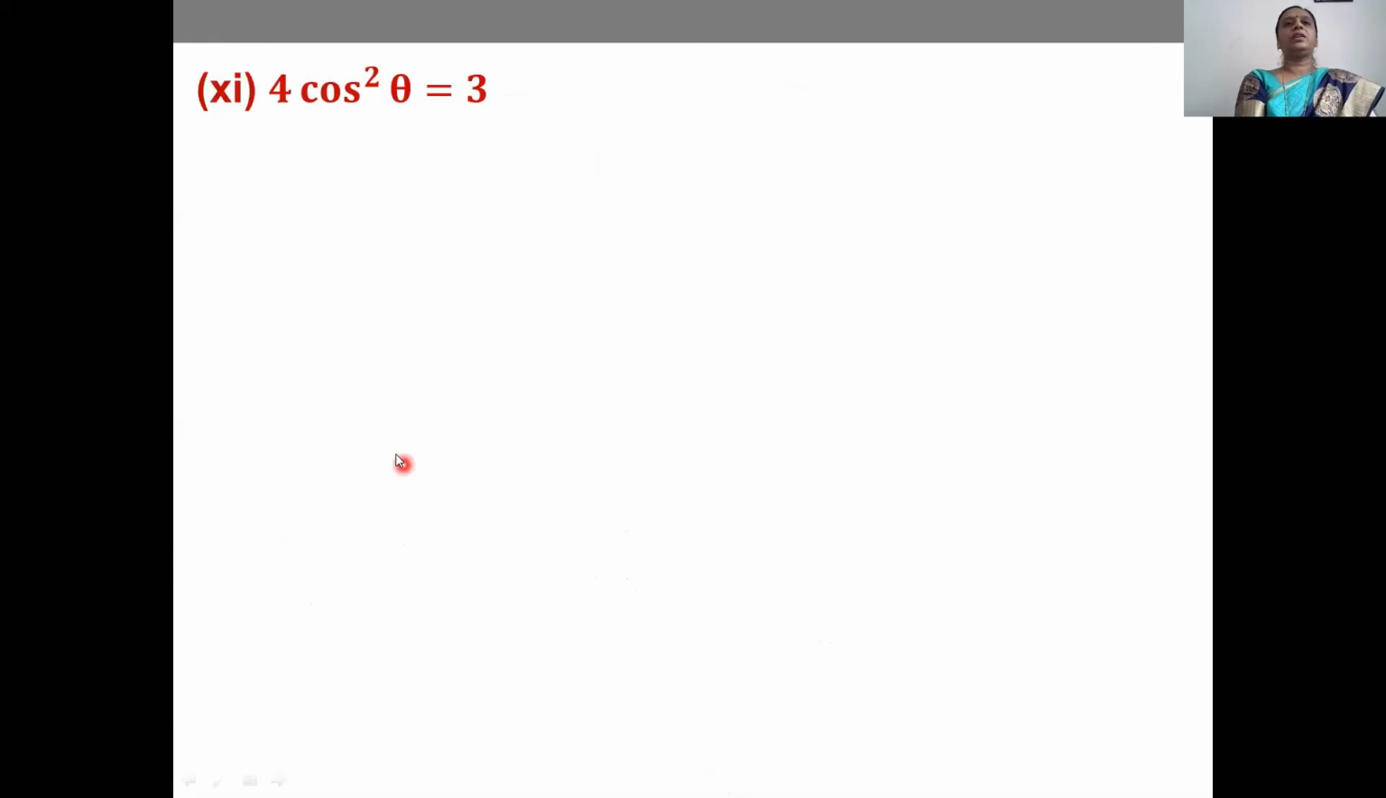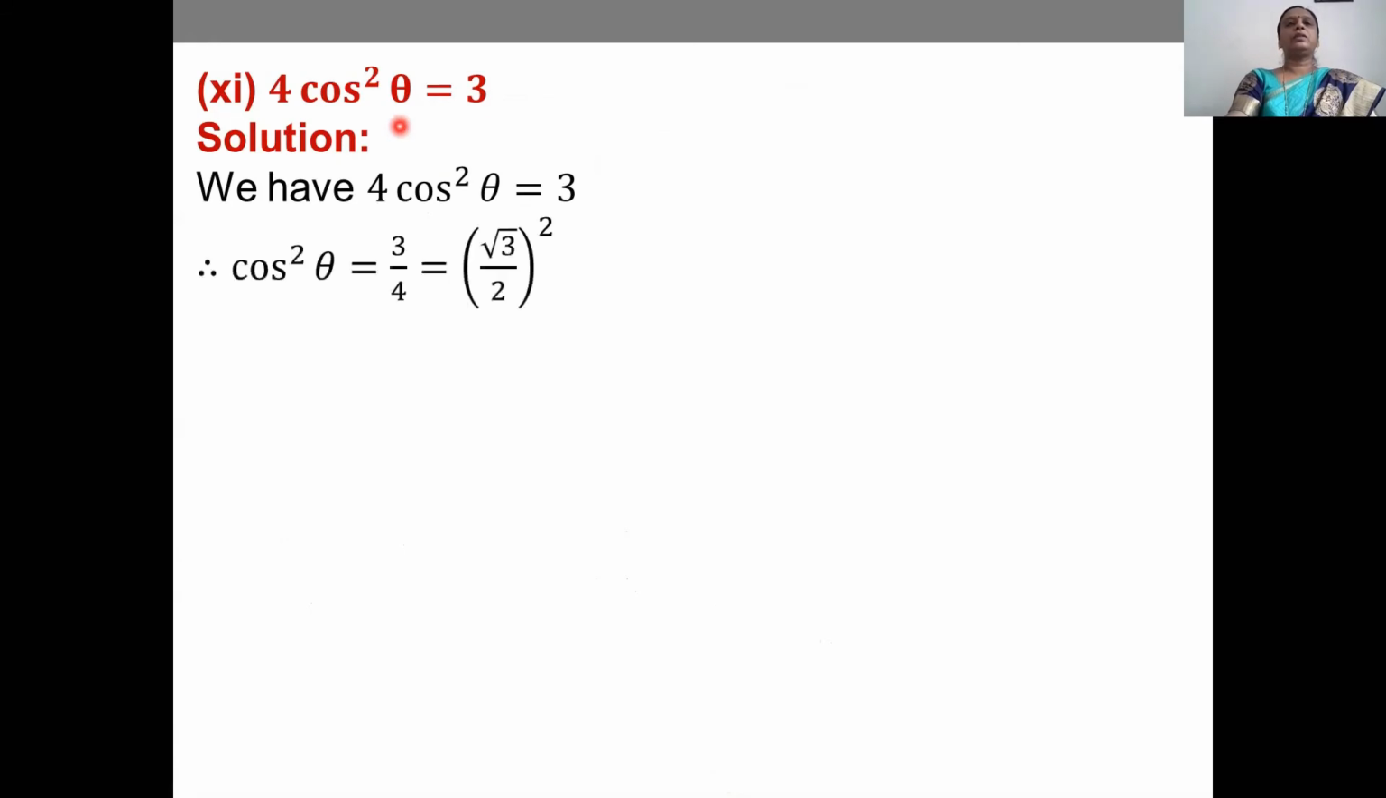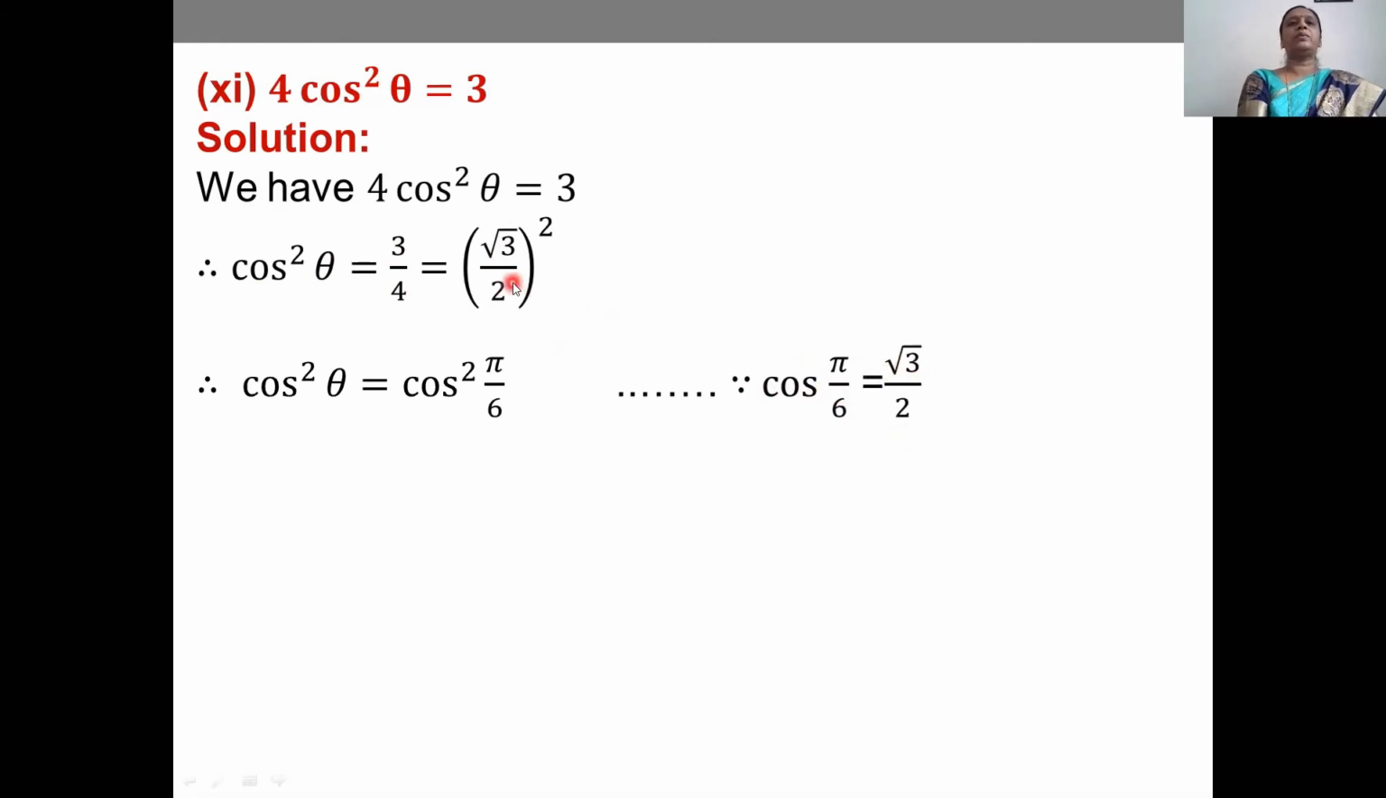4 cos square theta is equal to 3. In the solution, you write down we have 4 cos square theta is equal to 3. After simplification, this is cos square theta is equal to 3 by 4. And this 3 by 4 can be written as (root 3 by 2) square. We know that cos pi by 6 is root 3 by 2. Therefore, in this equation, keep the value of root 3 by 2 as cos pi by 6. Therefore, we will get cos square theta is equal to cos square pi by 6.